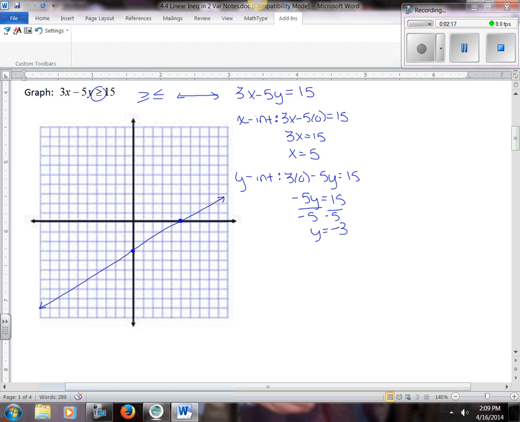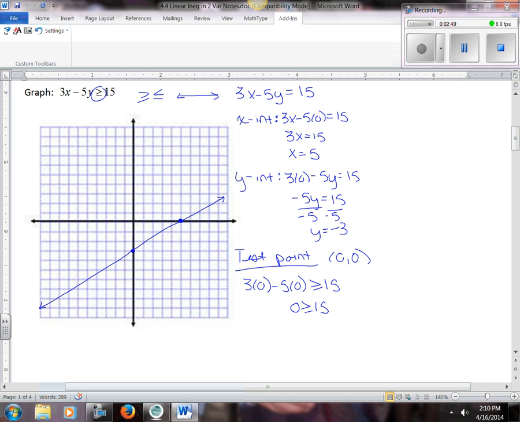Now we need to decide which side to shade on, above or below. This is where that test point comes into play. The easiest test point to use is 0, 0. It's the easiest test point we could possibly pick. All we have to do is plug that in, using our original inequality with the greater than or equal to. So we wind up with 0 is greater than or equal to 15.